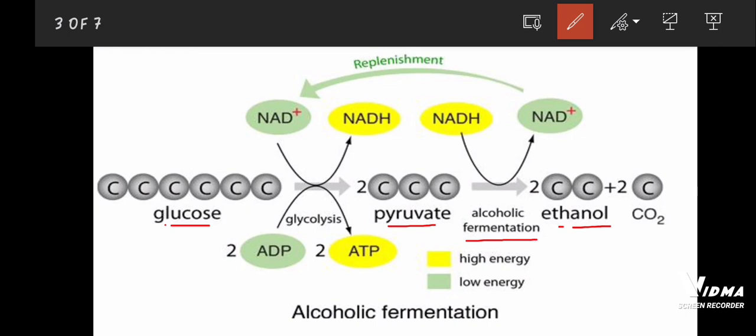Here, in glucose to pyruvate, NAD plus is converted to NADH. Then pyruvate is converted to ethanol or alcohol. Here NADH is oxidized to NAD plus, and the NAD plus is regenerated and used again. So this is alcoholic fermentation, and it takes place in certain bacteria and yeast cells. Even in the preparation of alcoholic beverages like wine and beer, alcoholic fermentation is used.